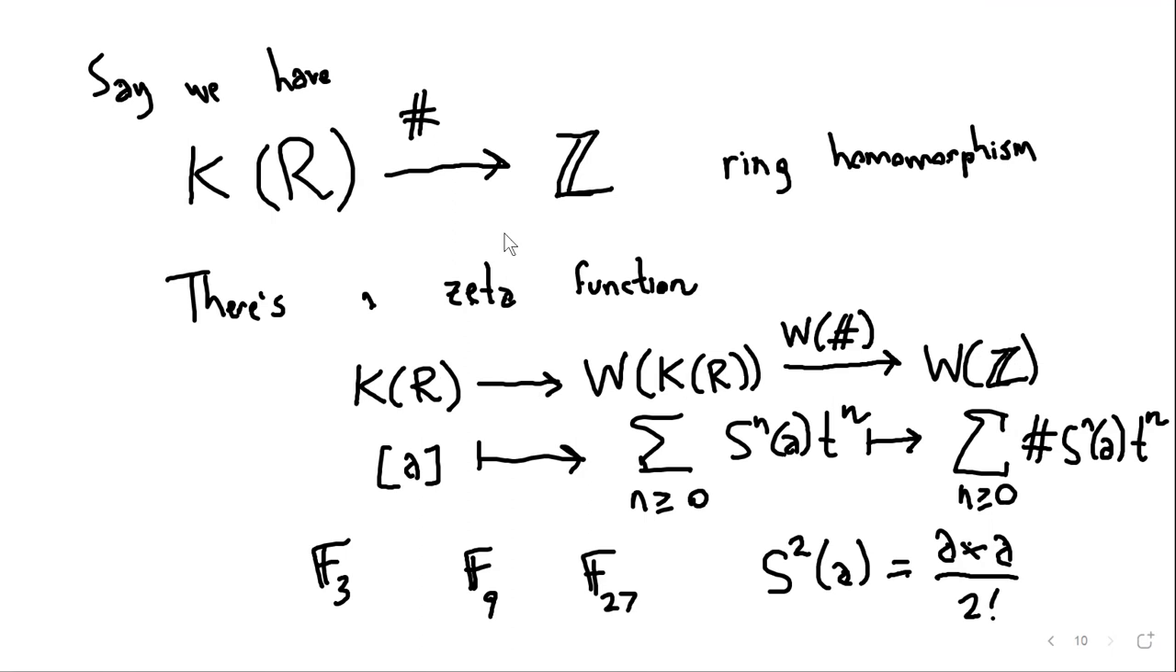So people have looked at this and they've looked at saying, well, suppose you don't do this mapping down to W of Z, which is some kind of simplification procedure where you're replacing an object by its number of points.